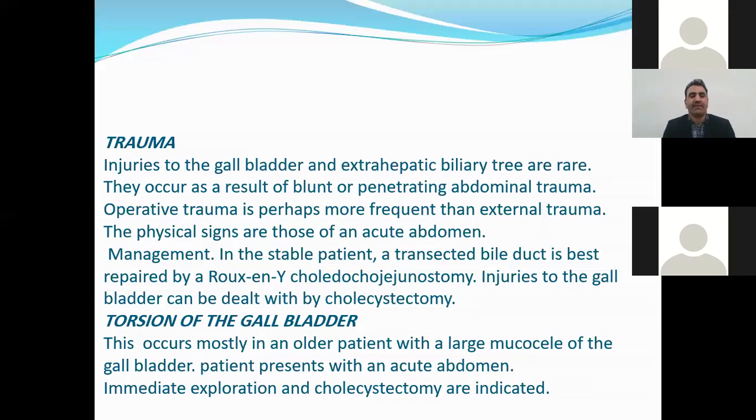Another aspect is torsion of the gallbladder. This occurs mostly in an older patient with a large mobile gallbladder. Patients present with acute abdomen, and immediate exploration and cholecystectomy are indicated. Torsion of the gallbladder is very rare; the gallbladder is supplied by a mesentery, so there is axial rotation of the gallbladder, mainly torsion of the gallbladder. The patient presents with acute abdomen, and the treatment is cholecystectomy.